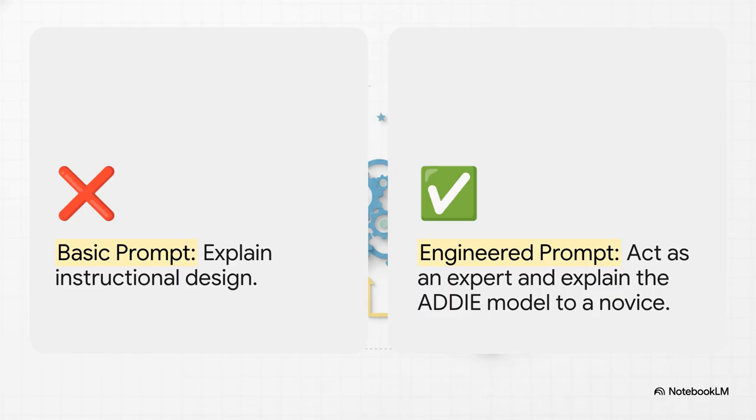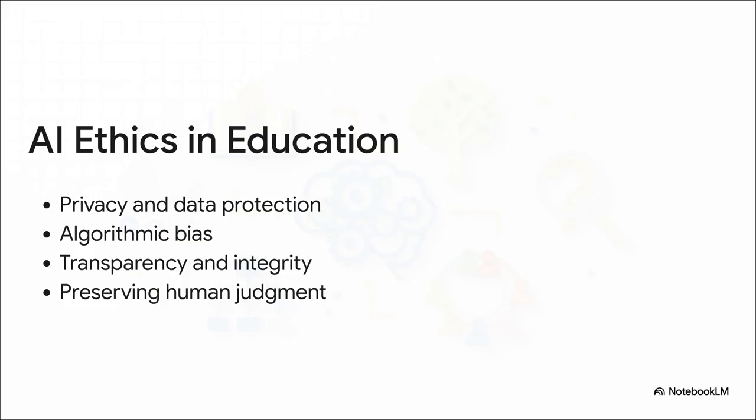Something like, act as an expert instructional designer and explain the ADDIE model to a novice corporate trainer using real-world examples. Giving clear instructions like that drastically improves the relevancy, accuracy, and overall usefulness of the AI's output. However, we definitely have to address the practical, ethical considerations here. Yes, AI absolutely boosts productivity, but it brings some real-world challenges.